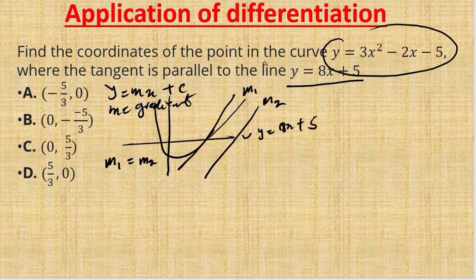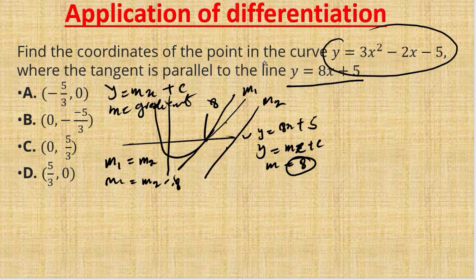Now, if I compare this equation with y equals mx plus c, we'll deduce that my m is 8. So if m1 is equal to m2 and is equal to 8, that means the gradient of both lines, both this tangent to the curve and this line, is 8. So the gradient at this point on the curve is 8.